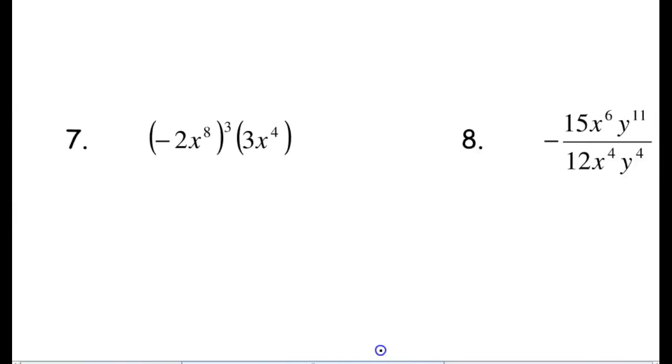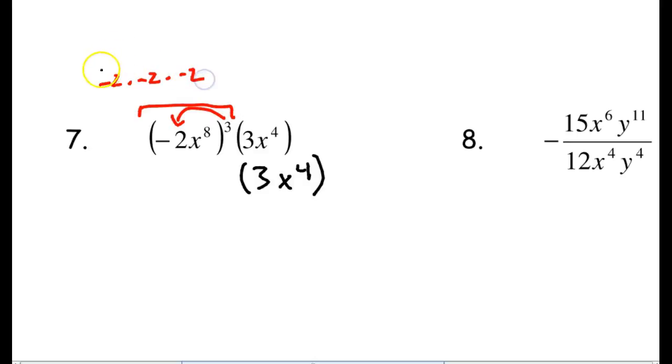Okay. Once again, we have a power to a power, so I'm going to take care of this part here first and really just ignore the second half until later. So we're going to have negative 2 to the 3rd power. Now be careful, that's not negative 6, it's negative 2 times negative 2 times negative 2, which makes, let's see, negative 2 and negative 2 is positive 4. And then positive 4 and negative 2 make negative 8. So not negative 6, but negative 8.